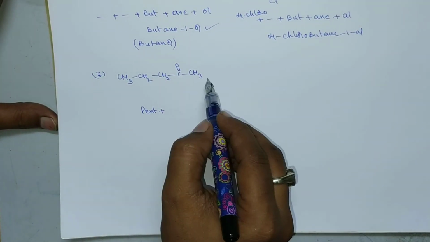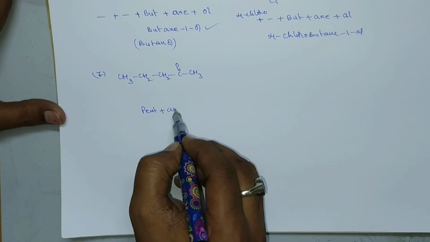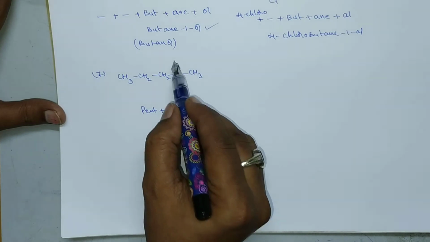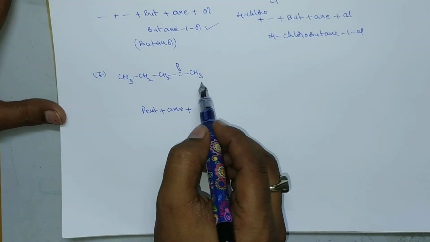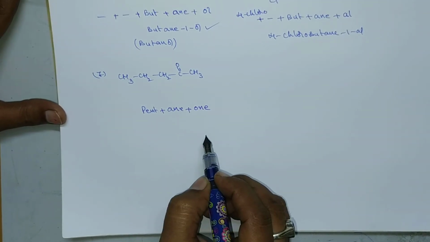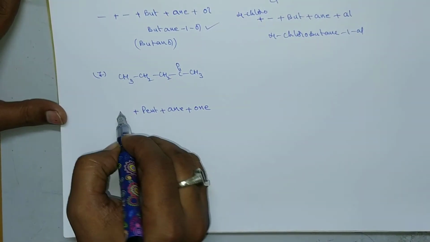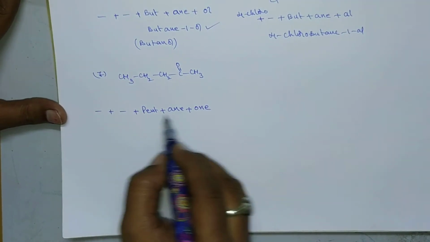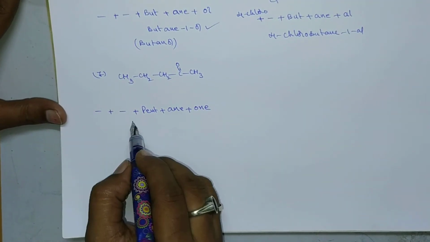So here all are carbon-carbon single bonds. So we have to write "an" plus the functional group, here R-CO-R. So here it is a ketone. So for ketones we have to write "one". Before that, it is not cyclic and there is no substitution. So the total name is pentanone.